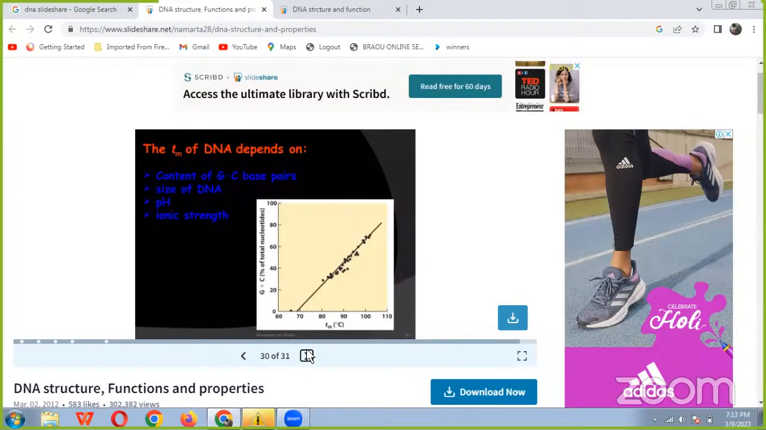Transformation was shown in the experiments of Griffith in 1928 and Avery et al. in 1944. Extracellular DNA is brought into the cell. One of the strands is hydrolyzed by a DNA-degrading enzyme. The single-strand part in the cell is incorporated into the host genome by crossing over.